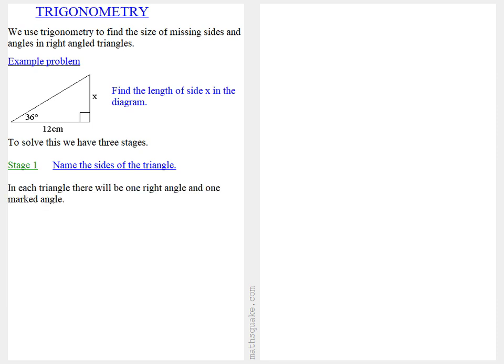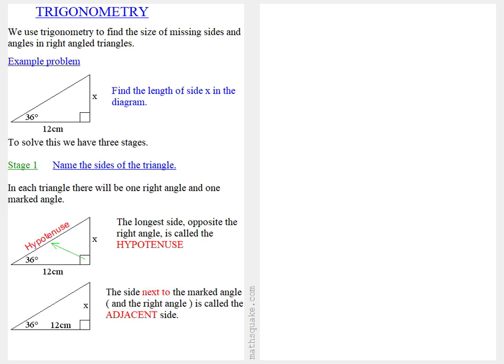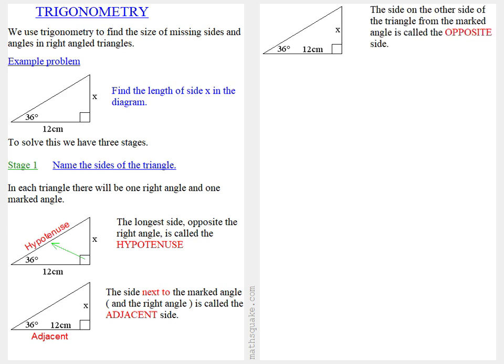Now, in each triangle there will be one right angle and one marked angle. The longest side, opposite the right angle, is called the hypotenuse. The side next to the marked angle and the right angle is called the adjacent side. The side on the other side of the triangle from the marked angle is called the opposite side.